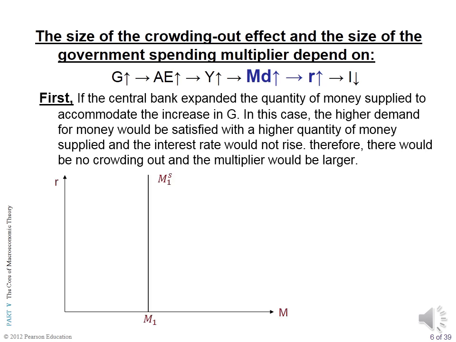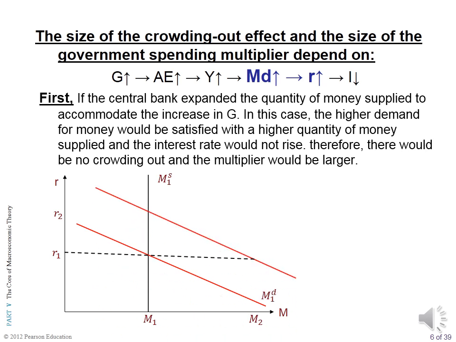This is the supply of money, demand for money. So this is the first interest rate. If demand for money increases because of an increase in Y, look with me, it's very logical that the interest rate will do what? It will increase from R1 to R2.